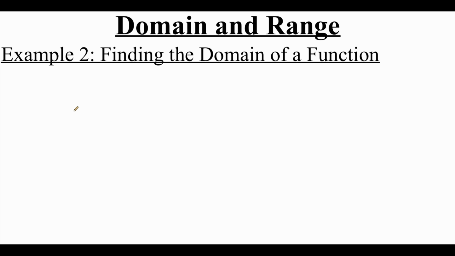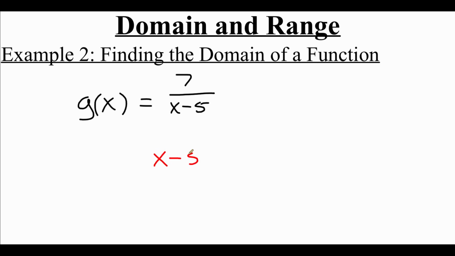Now I said there was another issue that we could run into, so I'm going to give you a new function here. So we've got g of x equals 7 over x minus 5. And here, since we're dealing with a fraction, what we need to make sure is that the denominator is never 0. So we're going to write out another inequality here. And here's what we want. We want the denominator, so the x minus 5, we don't want it to be 0. So I'm going to write out an inequality that says that this cannot equal 0.